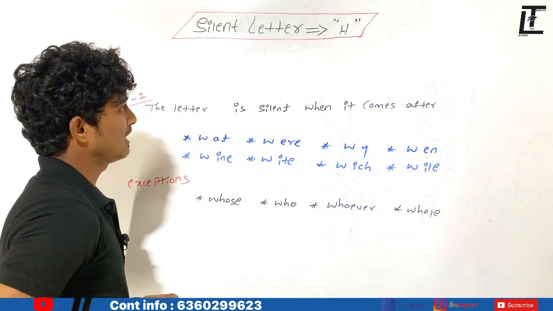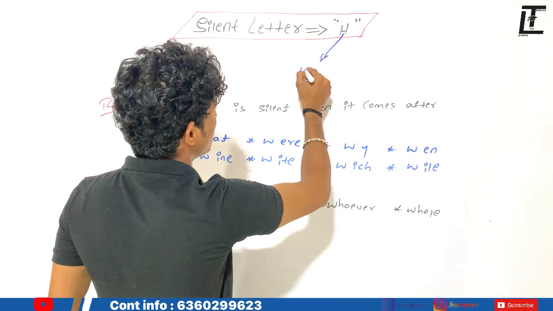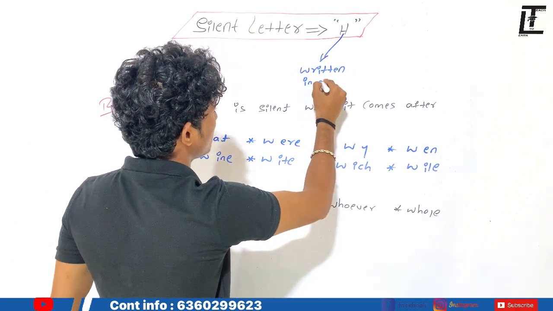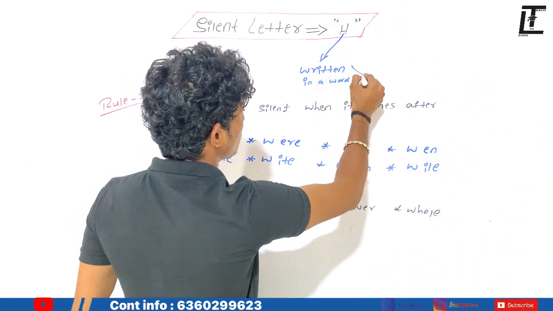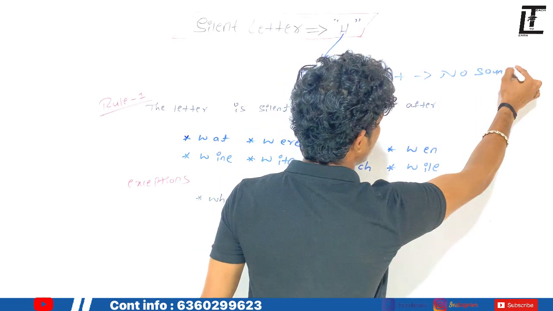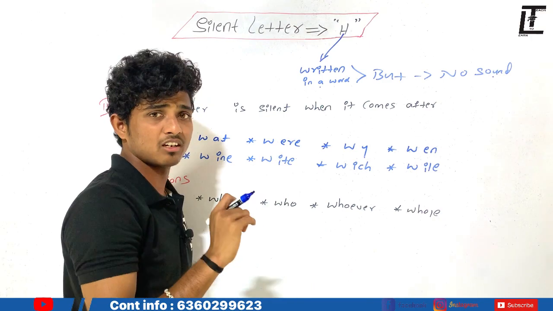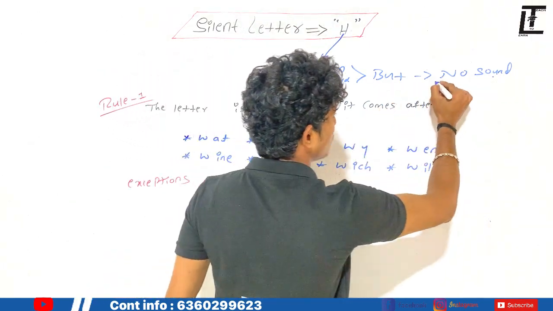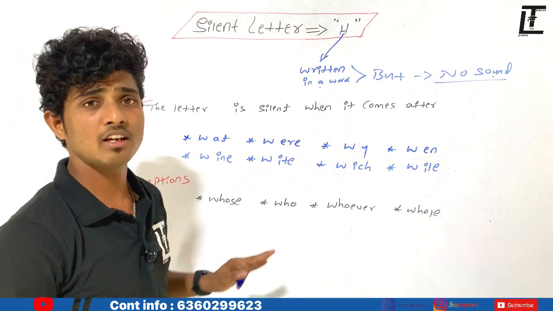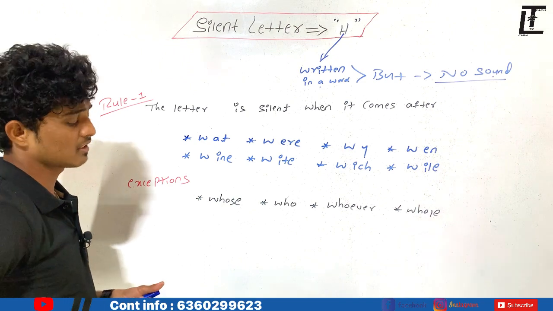As I have told you, we will be discussing the silent letter H, which means the letter H is written in a word but there is no sound of the letter H. It must be written in a particular word, but there is no sound, which means the letter H should not be pronounced. So we have a few rules regarding the silent letter H.